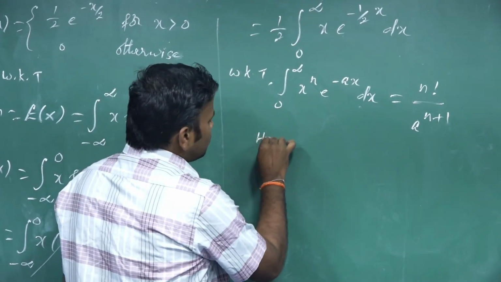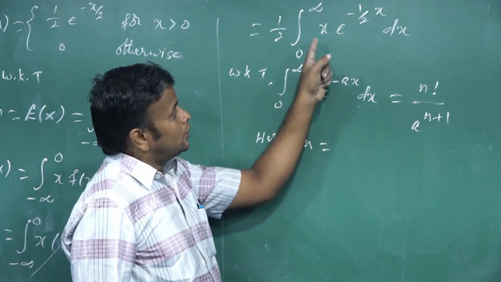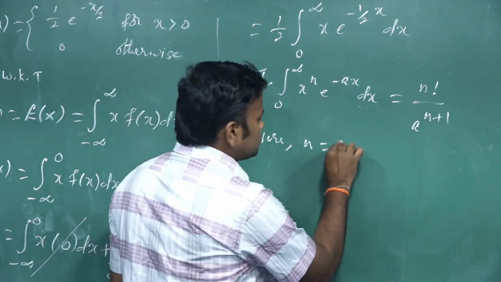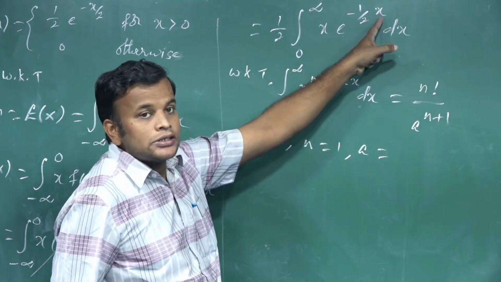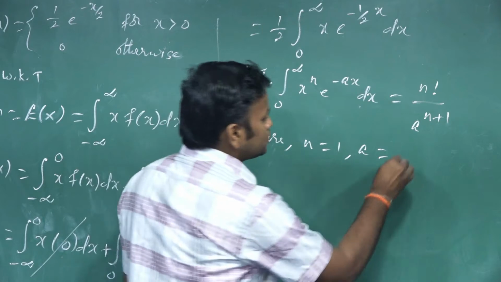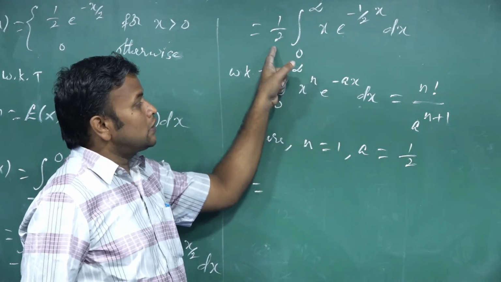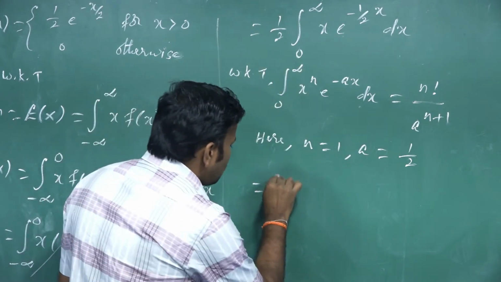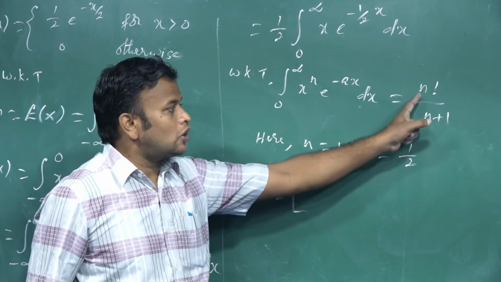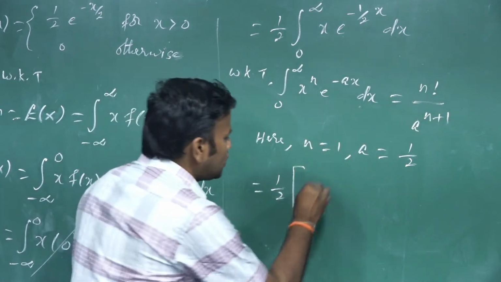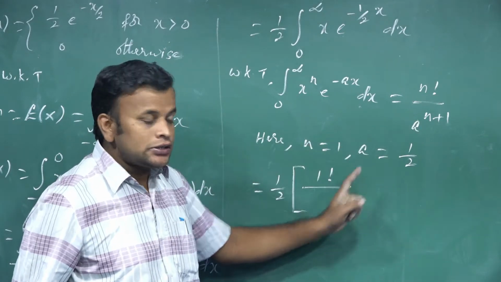Now compare the formula to our given sum. In place of n, x power is the value of n. X power nothing, so 1 is understood. And a, in e power minus ax, is e power minus 1 by 2 into x. So in place of a here, 1 by 2. Now we substitute the formula here, but importantly, the constant 1 by 2 lies outside the integration. So first 1 by 2. Next we use the formula. The formula of this integration starts from n factorial. The value of n is 1. So 1 factorial divided by a power n plus 1. The value of a is 1 by 2.